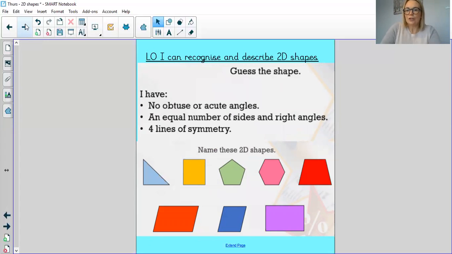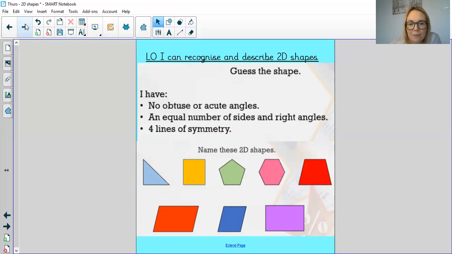So I've got no obtuse or acute angles. I have got an equal number of sides and right angles. And I have got 4 lines of symmetry. That's the tricky part, isn't it? Pause the video and have a think about those clues and see if you can guess my shape.